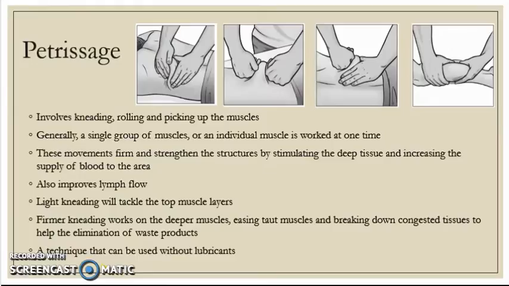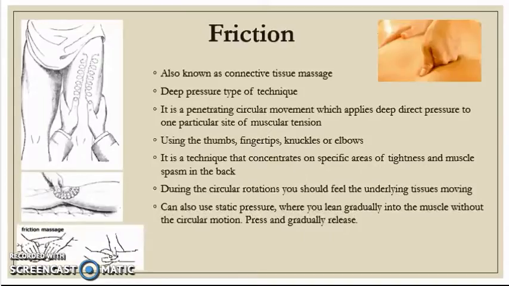The third basic technique of massage is friction, where friction is actually a connective tissue massage. It employs deep pressure, mostly circular motion, which should be penetrating, either static or moving rotations. You can use thumbs, fingertips, elbows, or even knuckles. And there are 2 types, which are transverse and longitudinal.